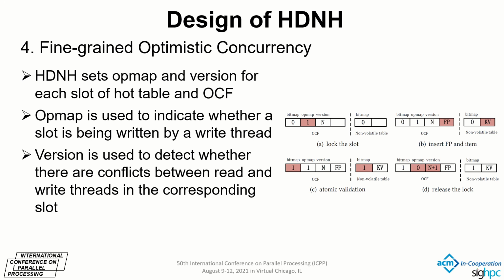HDNH develops a fine-grained optimistic concurrency mechanism to enable high-performance concurrent accesses on multi-core systems. HDNH sets a bitmap and version for each slot of the hot table, and the OCF version is used to detect whether there are conflicts between the read and write threads in the corresponding slot.